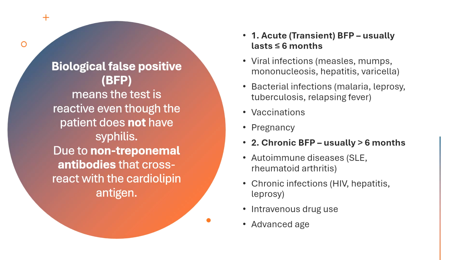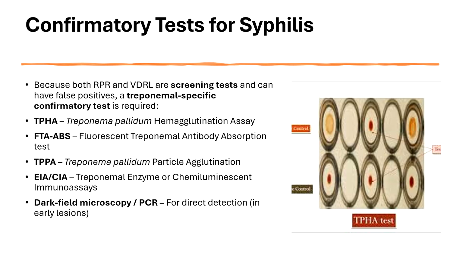Now, what is BFP? BFP is a biological false positive. This means the test is reactive even though the patient does not have syphilis. This happens generally with the non-treponemal antibody test, because here the antibody cross-reacts with the cardiolipin antigen. And which are the conditions which produce this BFP? Acute BFP is due to viral infection, bacterial infection, vaccination or pregnancy. And in chronic, it is due to chronic infections or autoimmune disease, IV drug abuse, and advanced age.